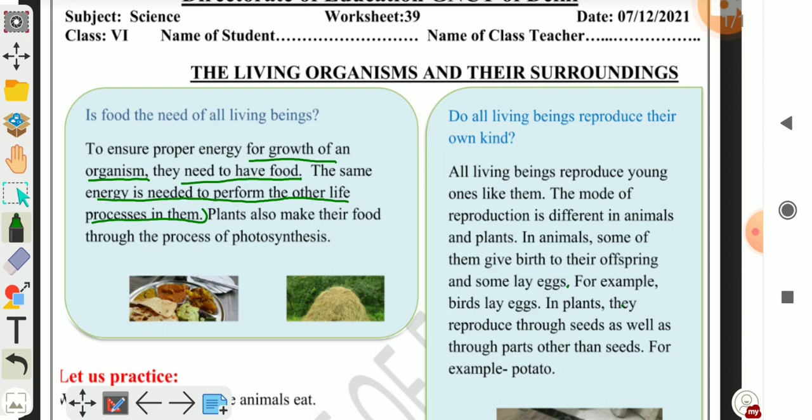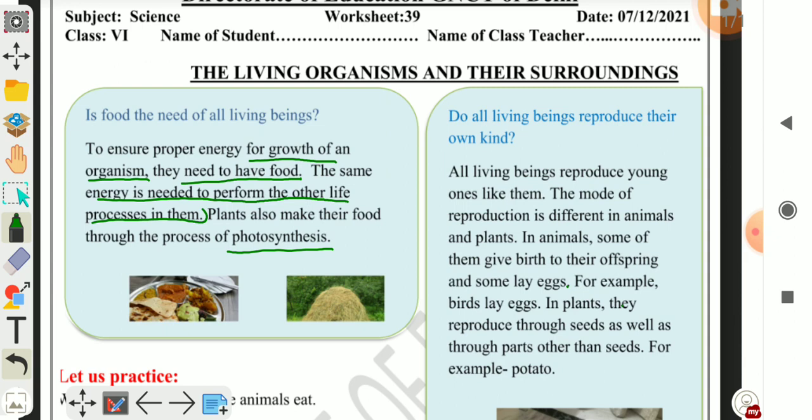Plants also make their food through the process of photosynthesis. What is photosynthesis? It's a process by which plants make their own food, while the animals are dependent on plants directly or indirectly for their food.